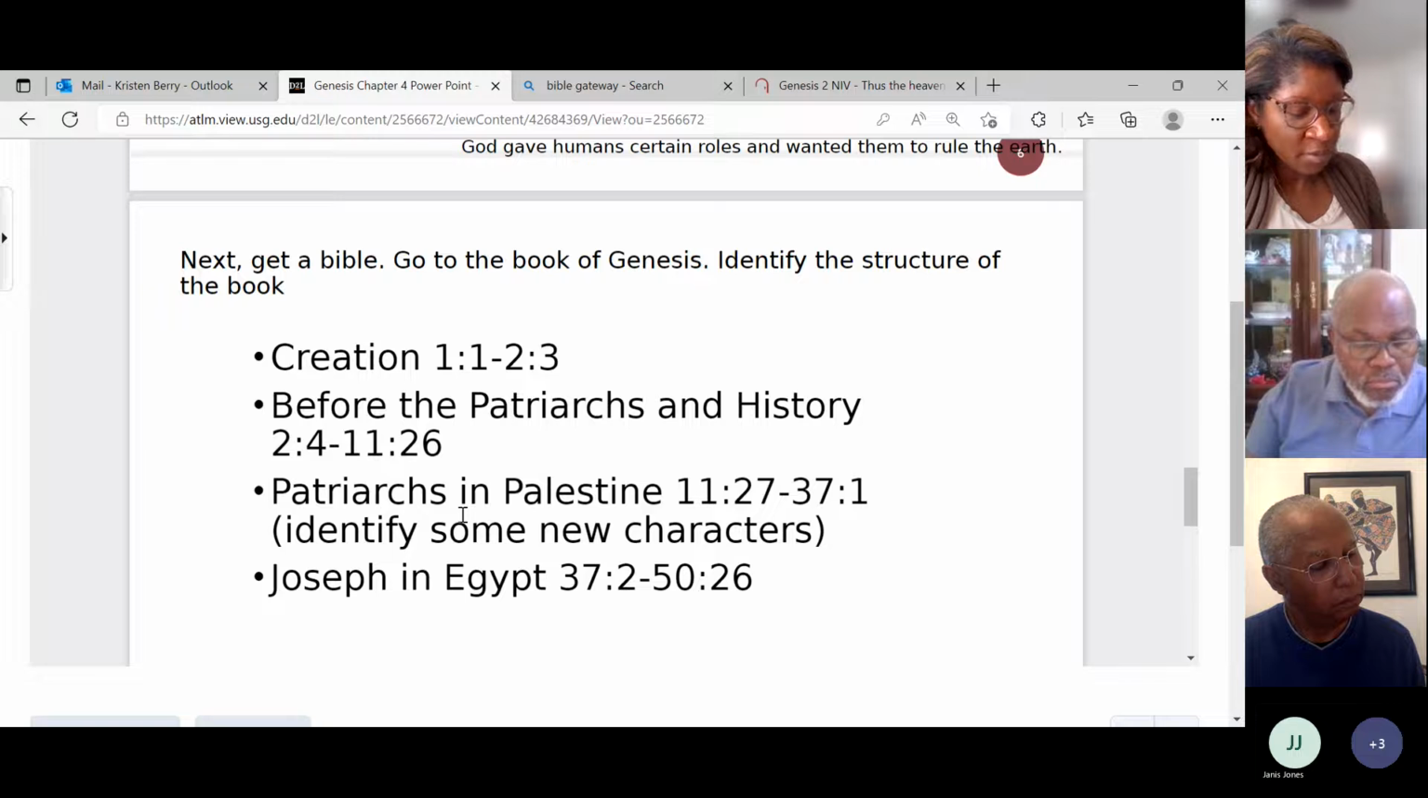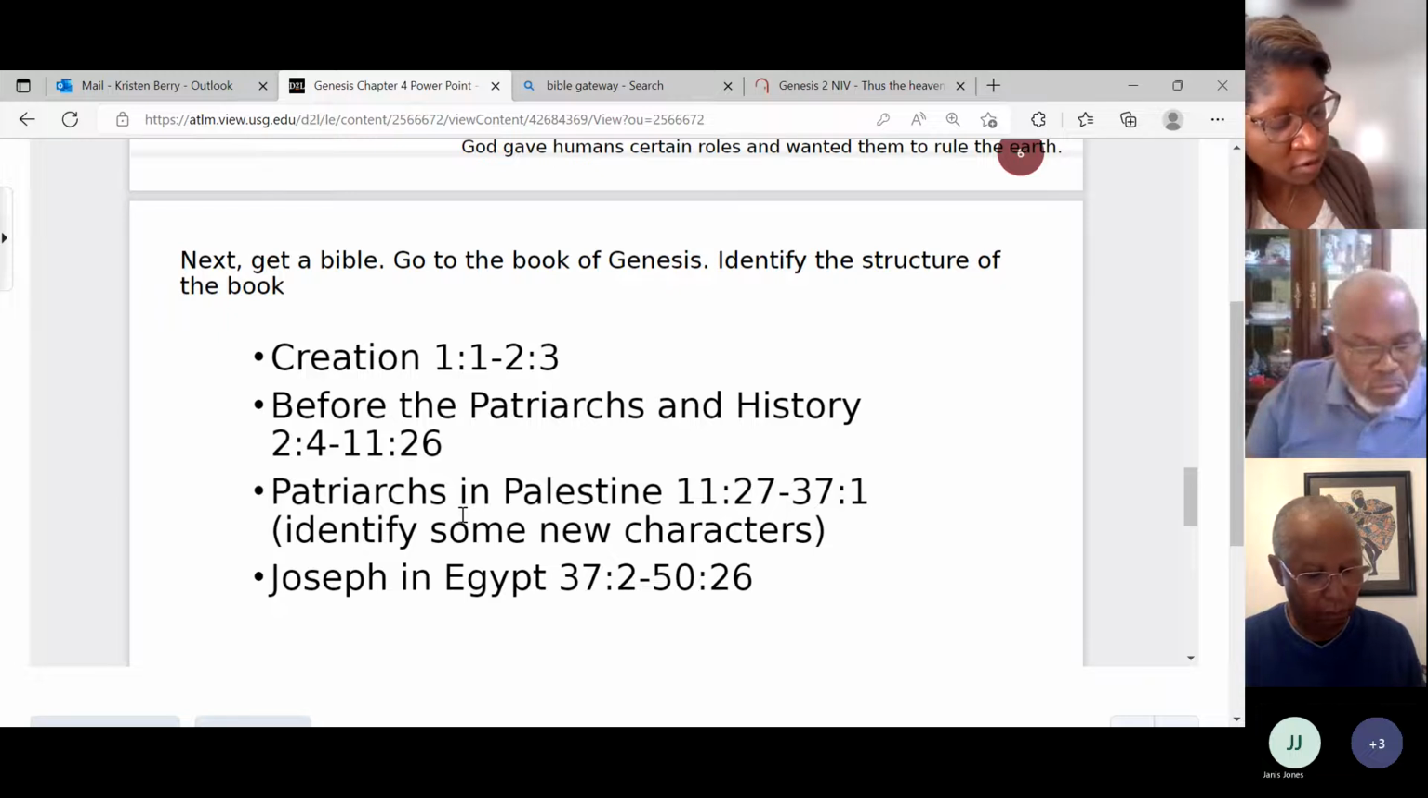And I've got the New International Version. It says, this is the account of Terah. Terah became the father of Abram, Nahor, and Haran. And Haran became the father of Lot. You heard of Lot before? While his father Terah was still alive, Haran died in Ur of the Chaldeans in the land of his birth.